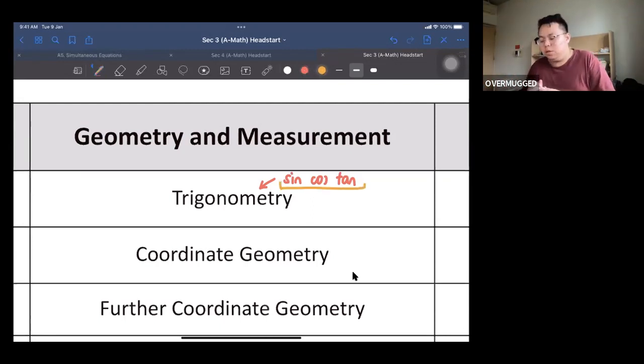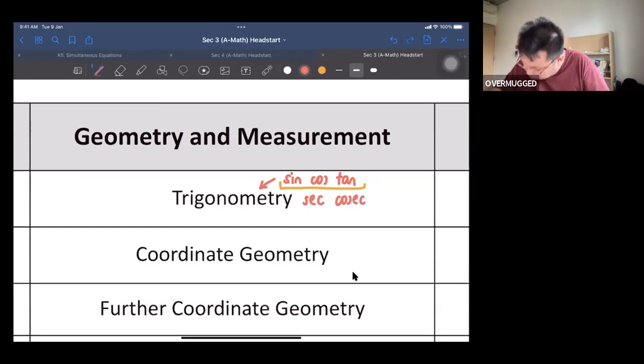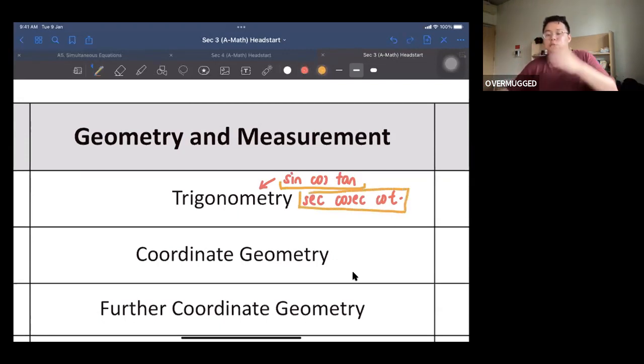We all know the 3 basic Trigo ratios, sine, cosine, and tangent. But do you know there's actually 3 more? Secant, cosecant, and cotangent. You will be introduced to these 3 new trigonometric ratios. So for those people who are not good at Trigo, you start to sweat. You've got another 3 more to memorize. Okay, don't need to worry. It will be safe. Don't need to worry too much.